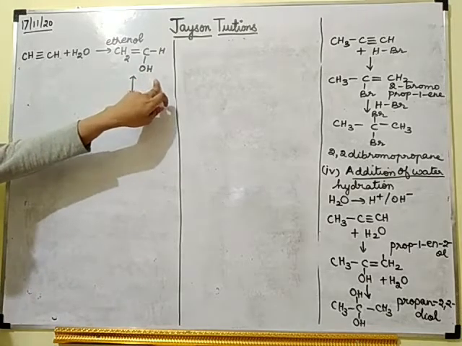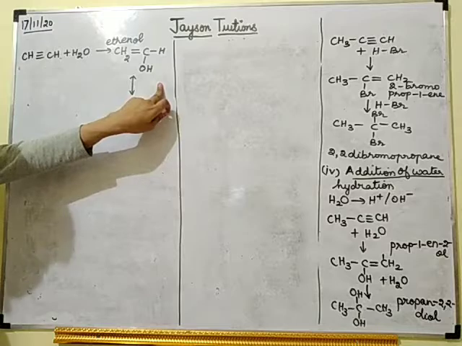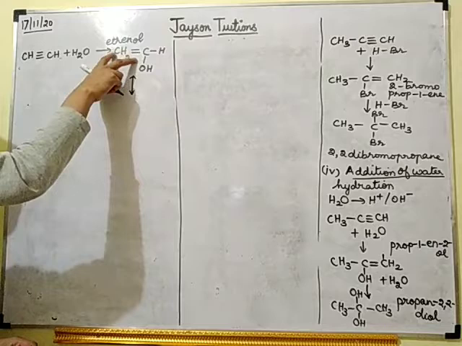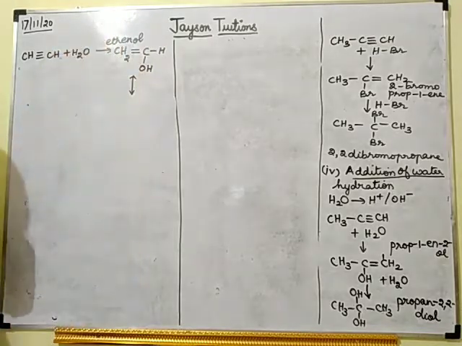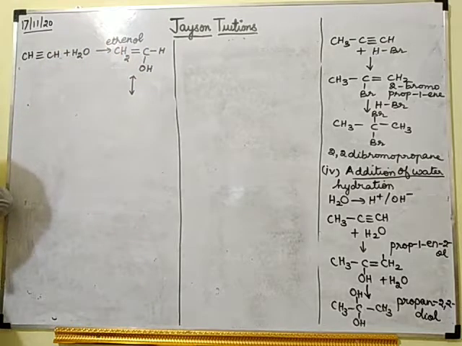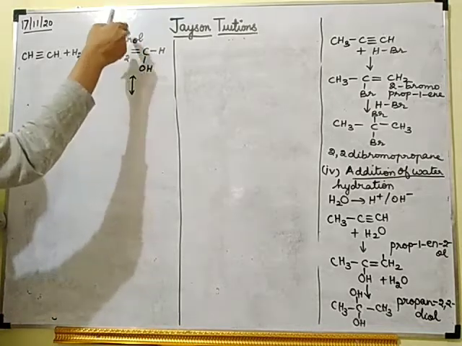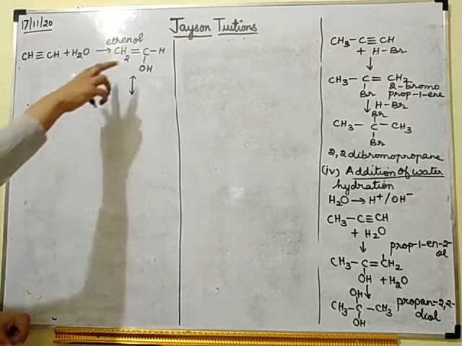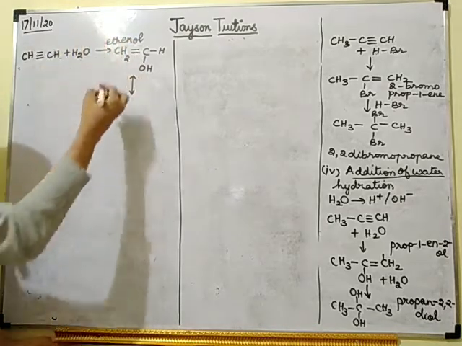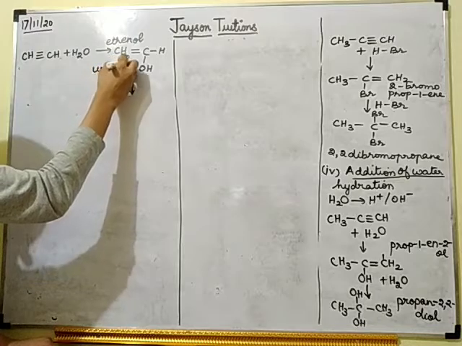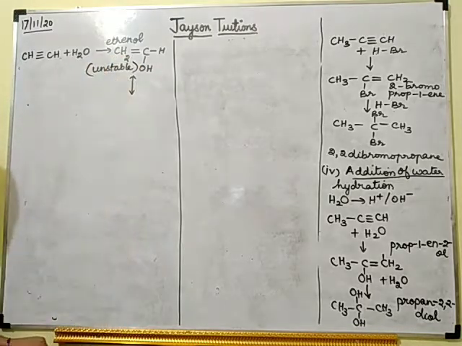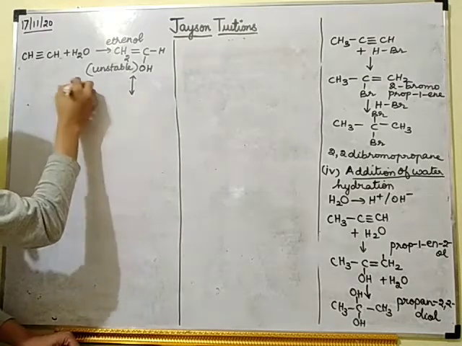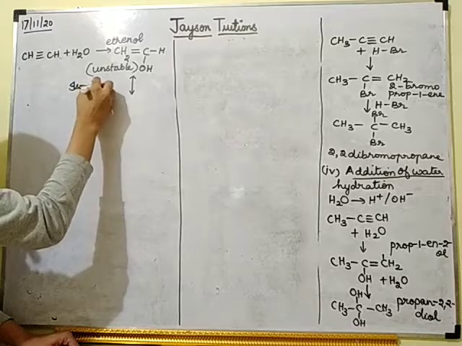So now, do we need a number? What number? Both are in the first position, so no need to number. One means no need to do it. Okay, so this ethenol is very unstable. Ethenol is very unstable, so what will happen is it will undergo isomerization.